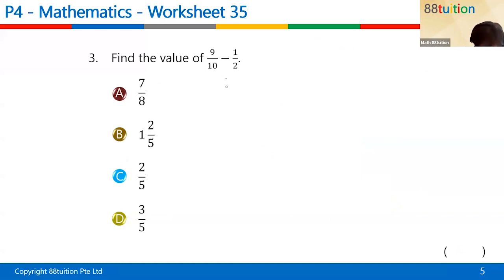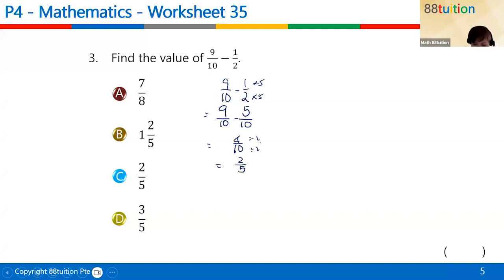9/10 minus a half. So with 9/10 minus a half, I change it to a common denominator of 10. So I multiply by 5. So this will be 5. I have 4 out of 10. And I divide into simplest form. 2 out of 5. This is option C. Okay. Next.